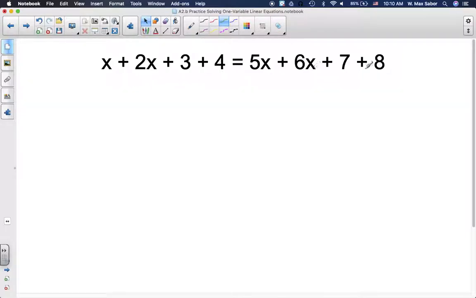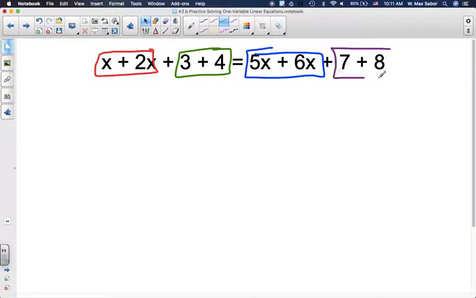All right, no distributive property. Let's combine like terms. Here are like terms. Here are like terms. Here are like terms. Here are like terms. So we're looking for the same variable. So we're doing 1 plus 2 is 3x. 3 plus 4 is 7. 5x plus 6x is 11x. And 7 plus 8 is 15. Please remember you can't combine across the equal sign. That would not be simplifying.